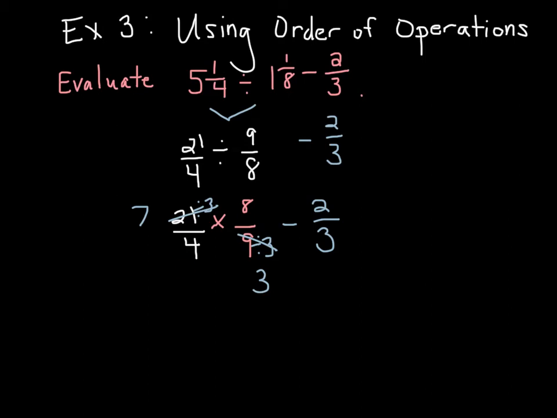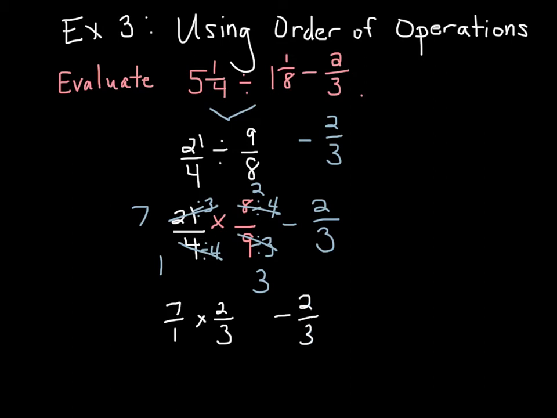And 8 and 4 both have a common factor of 4. So we'll divide by 4 and up here too. And this is going to become a 2. This is going to become a 1. And then we will rewrite to see where we're at. So we're at 7 over 1 times 2 over 3. And then we haven't forgotten about this part.